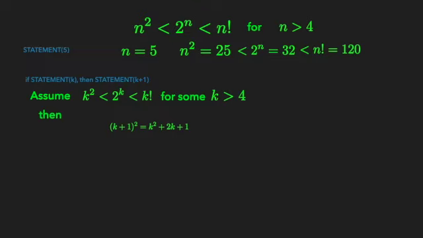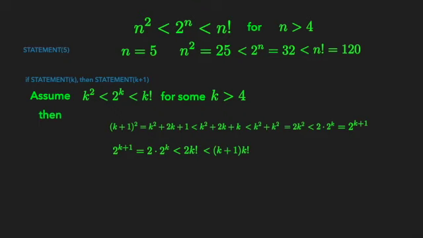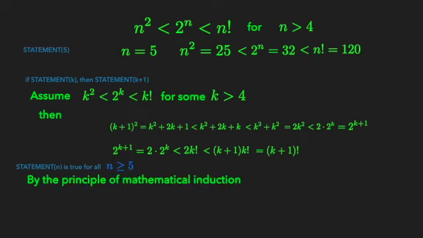Then, check my work carefully as I prove that k plus 1 squared is less than k squared plus 2k plus k is less than k squared plus k squared, which is less than 2 times 2 to the k, which is 2 raised to the k plus 1, while 2 to the k plus 1 is less than 2 times k factorial by the inductive hypothesis, which is less than k plus 1 times k factorial, which is equal to k plus 1 factorial. Therefore, the statement is true for all n greater than or equal to our base case. So by the principle of mathematical induction, n squared is less than 2 to the n is less than n factorial for all n greater than or equal to our base case.